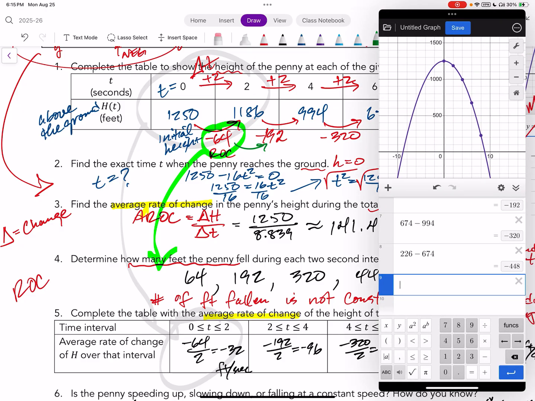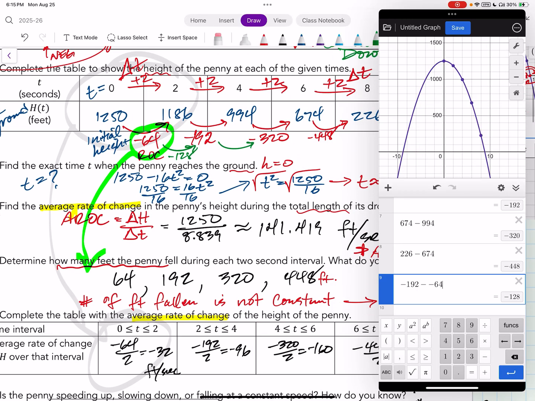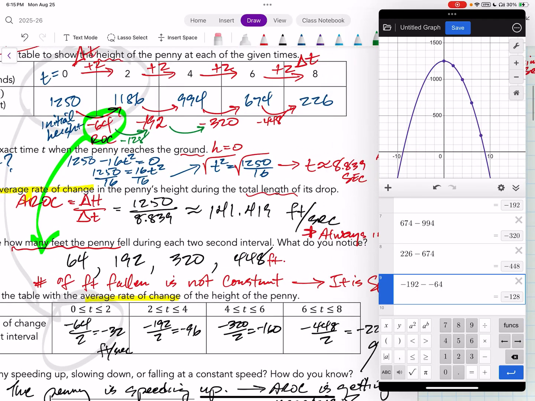So let's bring in the calculator here. The way you get that is by subtracting. So negative 192 subtract negative 64, and notice it's negative 128. So I'm going to write down minus 128. Negative 64 minus 128 gives you negative 192. What is the rate of change of the rate of change in a quadratic function? The numbers in red here are the first rate of change, called the first difference. The second numbers are the rate of change of the rate of change.